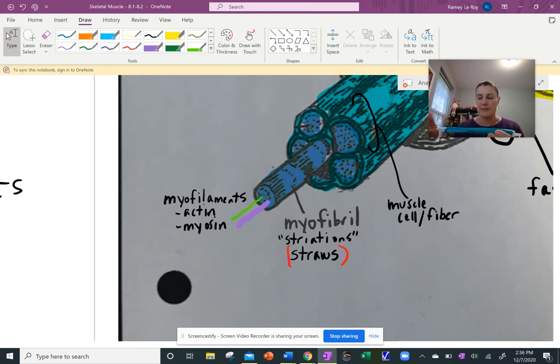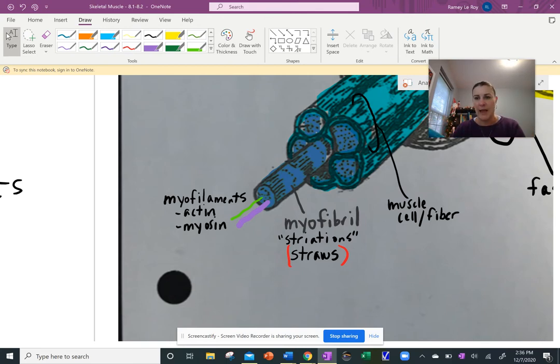The larger the muscle, the more myofibrils. I think your biceps brachii has about 600 myofibrils per muscle fiber. I would have to look that up. But here I only have 2 straws, so this is a really small muscle. Maybe this is one of my small muscles in my inner ear.